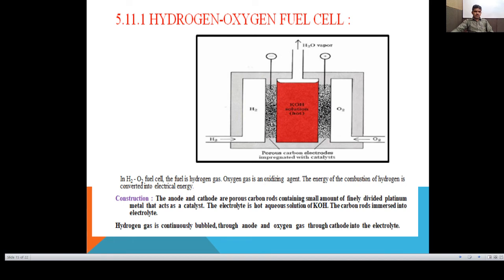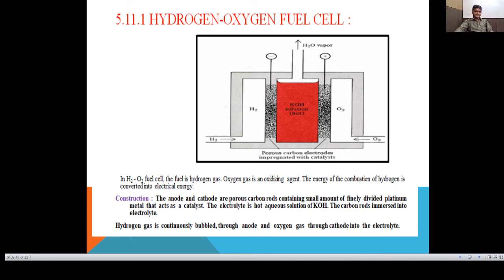So this is the H2-O2 fuel cell. In this H2-O2 fuel cell, hydrogen acts at the anode. There are two platinum plates, and hydrogen and oxygen are passed through the cell. The electrodes are immersed in a solution containing hot KOH. Hydrogen gas is continuously bubbled through the anode and oxygen gas through the cathode into the electrolyte.